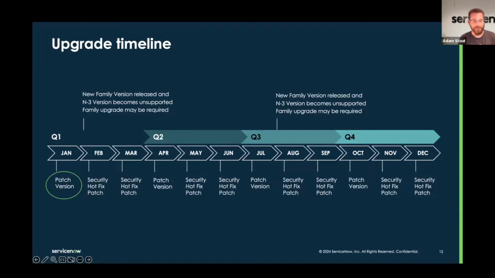Okay. So upgrade timeline. Just as a reminder for everything in upgrades, we do two family releases a year, which come out in March and September. We do patches each quarter, and then you have the hot fix patch in between. So there are new versions of your family release every month that come through, but they're generally security patches with your major releases.